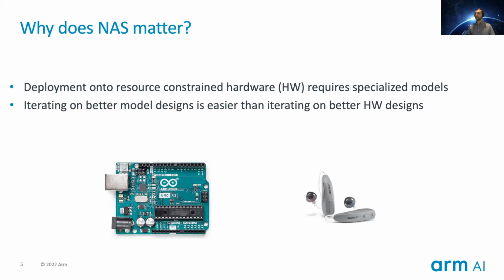The second reason why neural architecture search matters is because it's much easier to iterate on better models compared to iterating on better hardware, which can be quite costly and requires a lot of time.